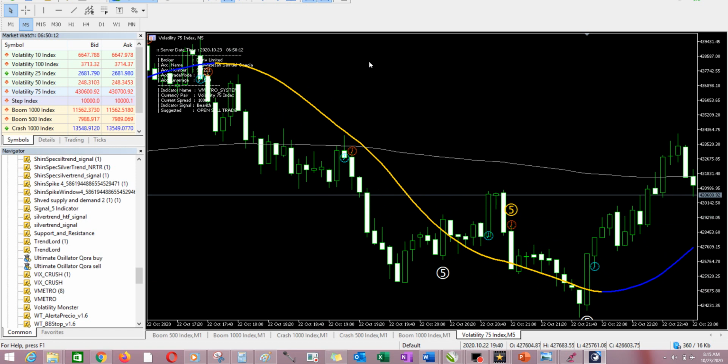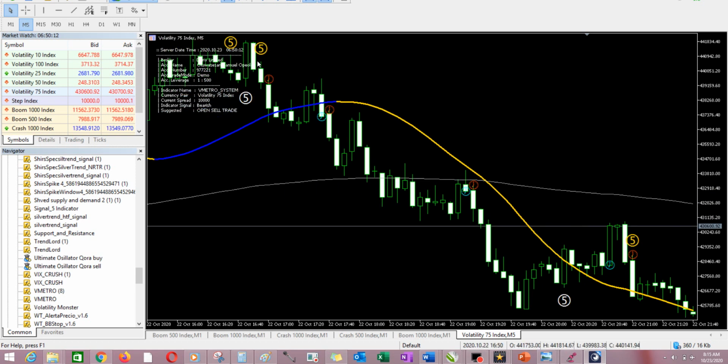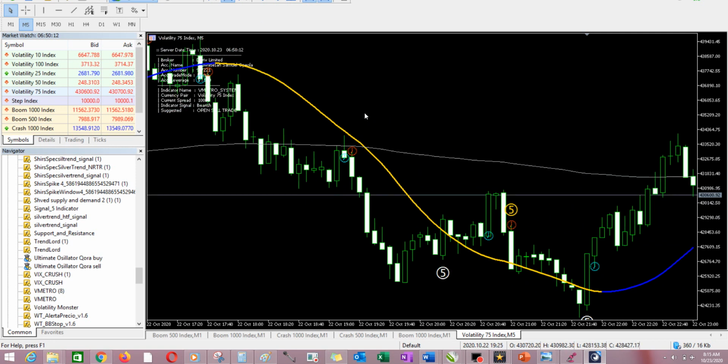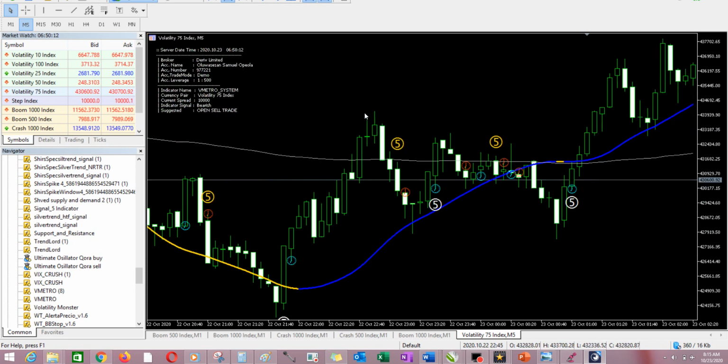Another way to trade this is once this line changes from blue to yellow, then you know that you can sell around that region, most especially if you still have your sell signal on. Once it has changed from blue to yellow, then you should know that you are in for a long downtrend.